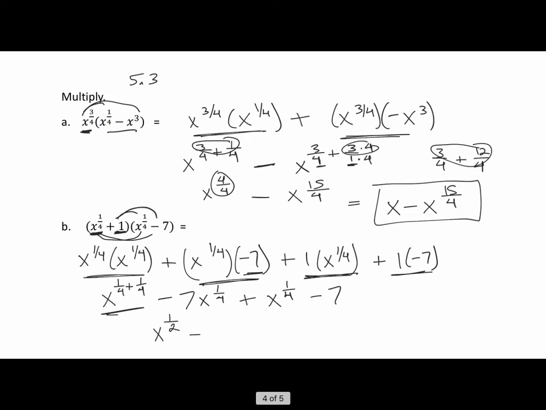Oh, and I have like terms here. So like terms, x to the 1/4, same variable, same exponent. Just add the numbers in front. Negative 7 plus 1 is negative 6. x to the 1/4 all together. So that completes the simplification for that product.